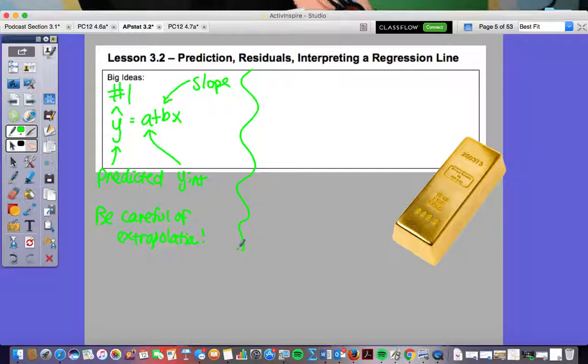Okay. Number 2. Let's look at this one. Residual equals what? Actual minus predicted. Yes. Good job. That was like in harmony. That was awesome. Actual minus predicted. Nice.